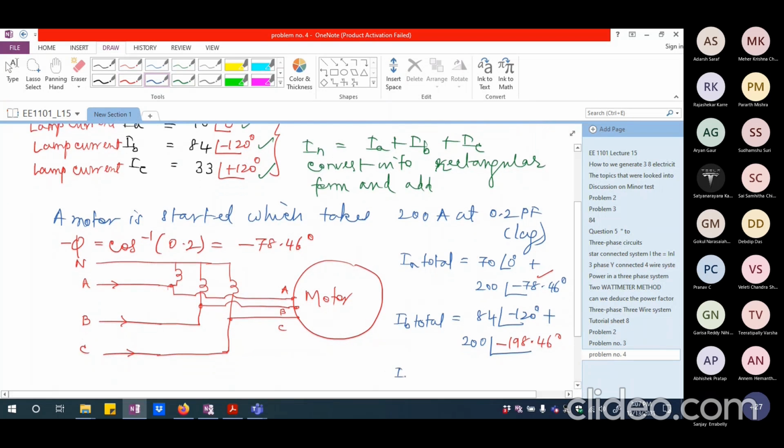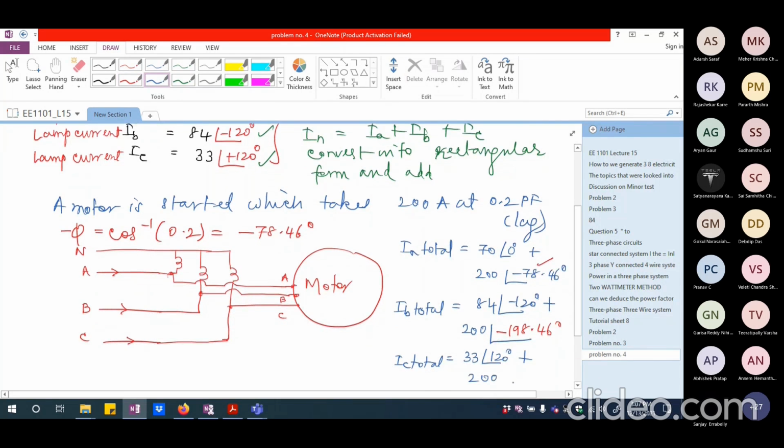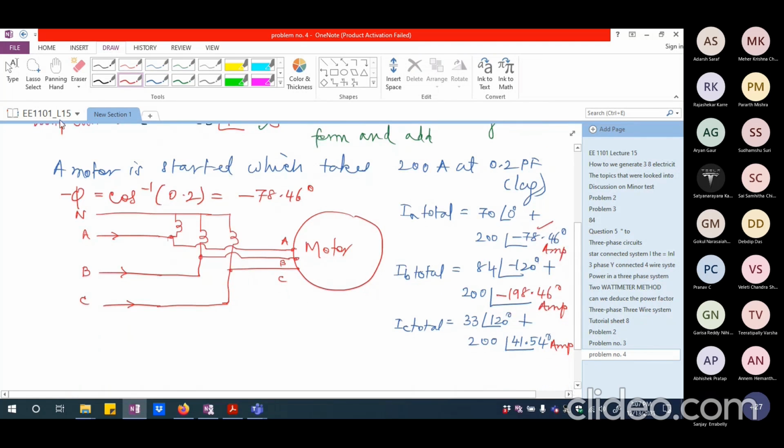What is the C phase current total? So IC total will be 33 angle 120 plus 200 angle minus 78.46 plus 120. I have to add this to 120. So in which case this comes out to be 41.54 degrees. All of them, of course, the unit will be ampere. So I have to calculate these and put it together, saying that each of them is one phase current.